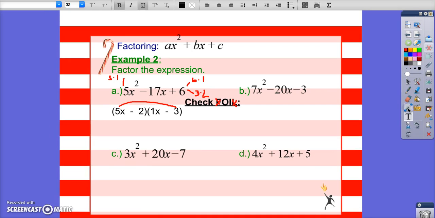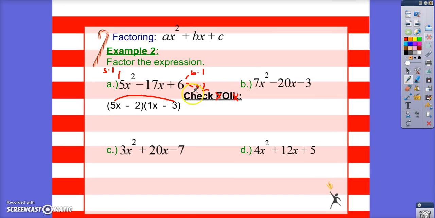5x times negative 3 is negative 15x. And then inner is negative 2x. Negative 2 times 1x is negative 2x. Negative 15x minus 2x is negative 17x. And does that match up here? Yep. And my handwriting's sloppy.